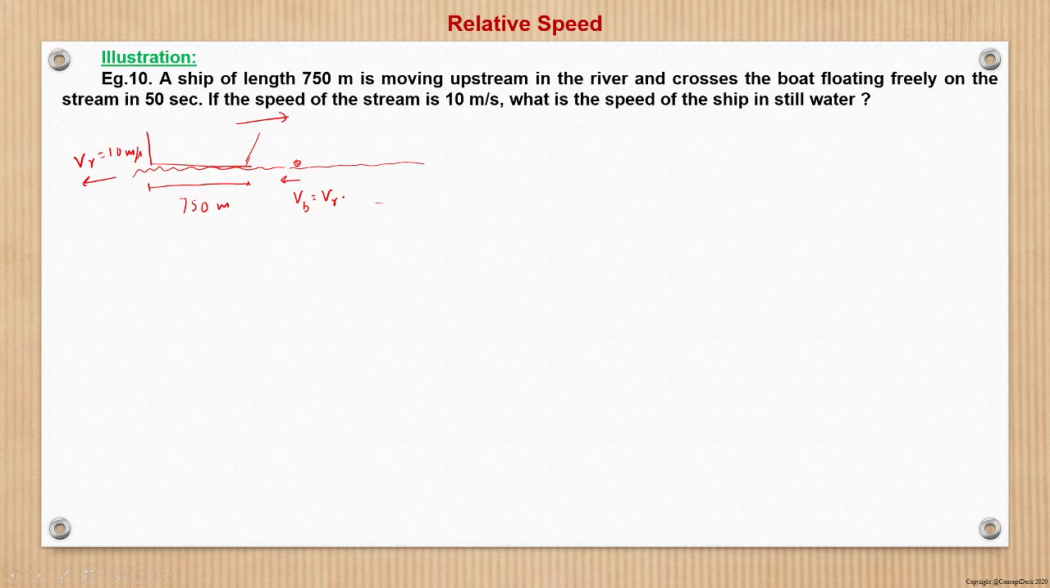Now the question is, what is the speed of the ship in still water? So we have to find the velocity of the ship. Again we have two ways. First we will try to find the velocity of the ship with respect to ground. That will be what? Velocity of ship minus velocity of river, as this is in the opposite direction.